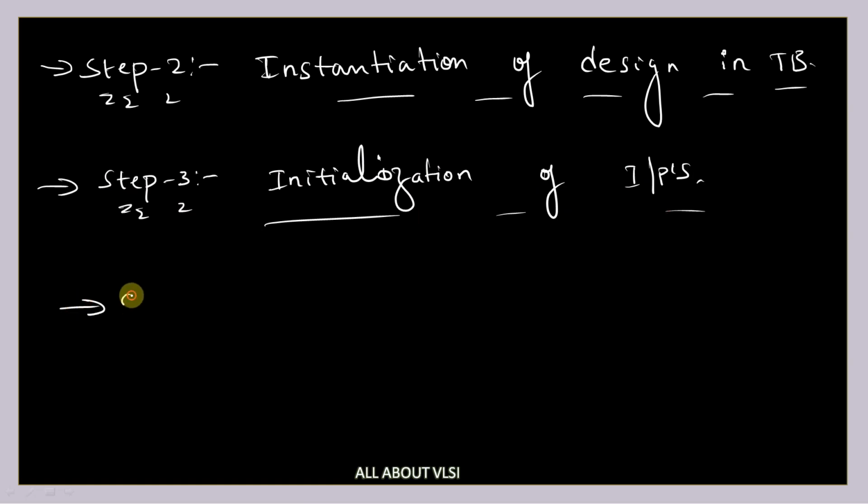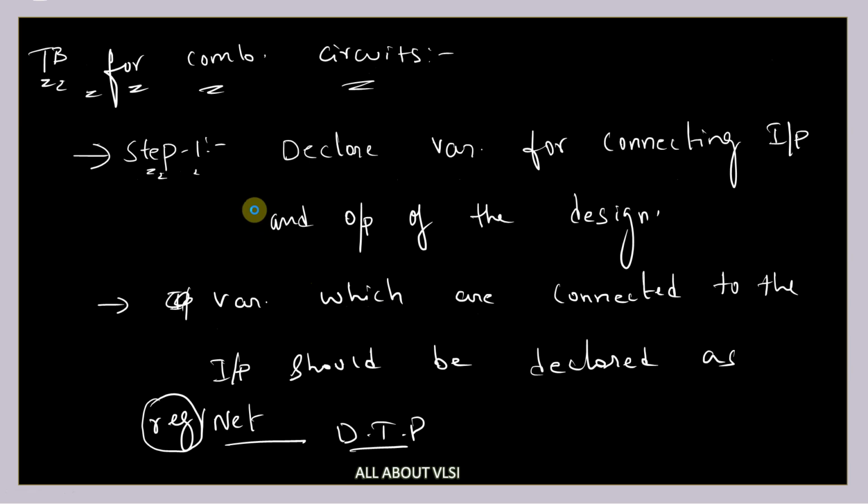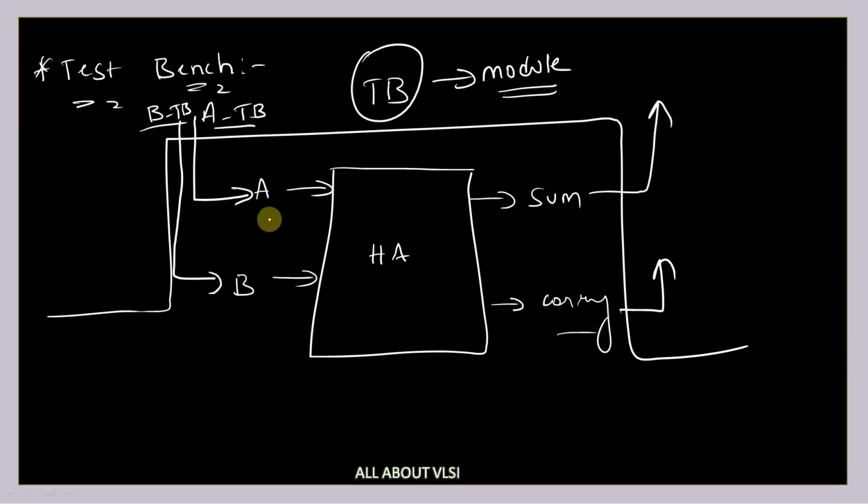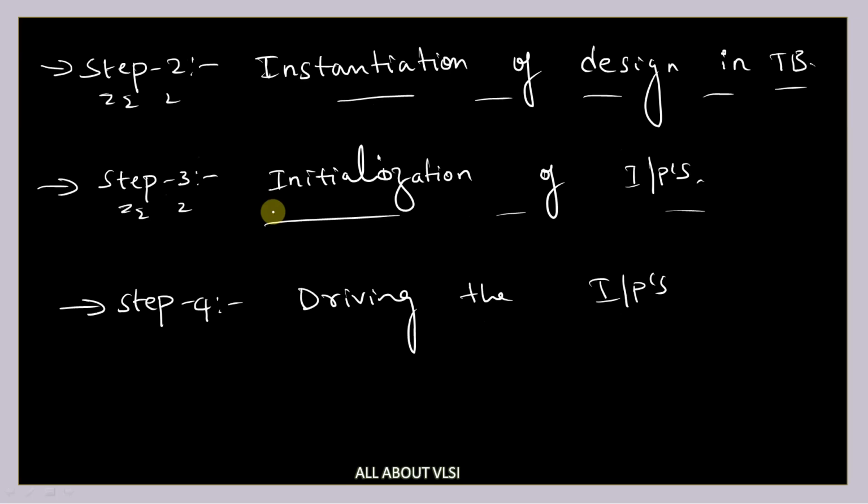And step 4 is driving our inputs. Driving the inputs means I am basically providing the values to the inputs. Say, for example, a is equal to 0, a is equal to 1, b is equal to 0, b is equal to 1. That is nothing but driving the inputs and collecting the outputs.